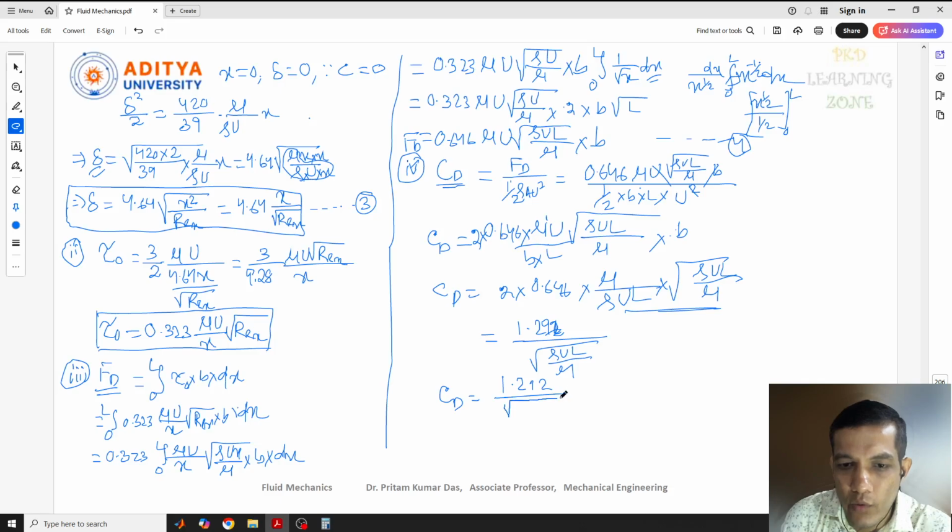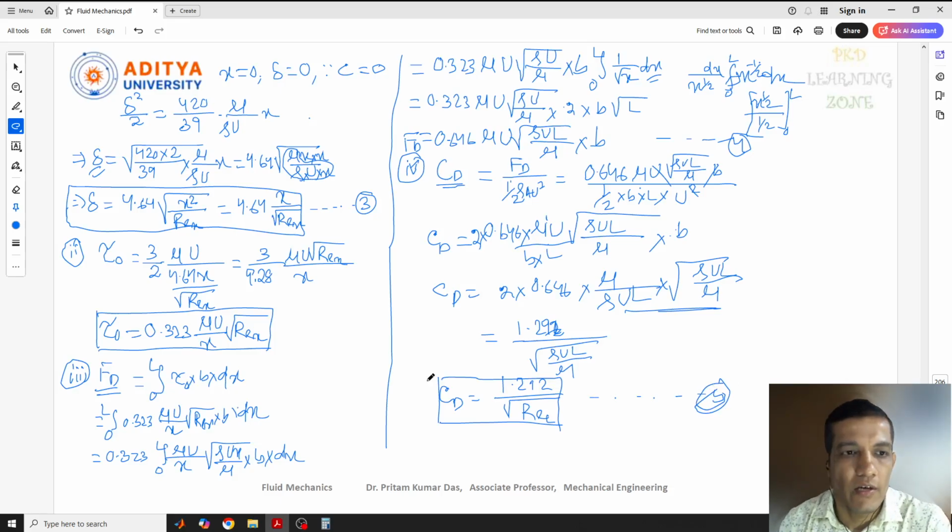Now finally this one is nothing but we can write Cd equal to 1.292 divided by root over of Reynolds number. This is the Reynolds number, we know that, so we can write this as the Reynolds number. On behalf of length it is given, so I'm writing L. Okay, so this is the final equation, and you can give it as equation 5.